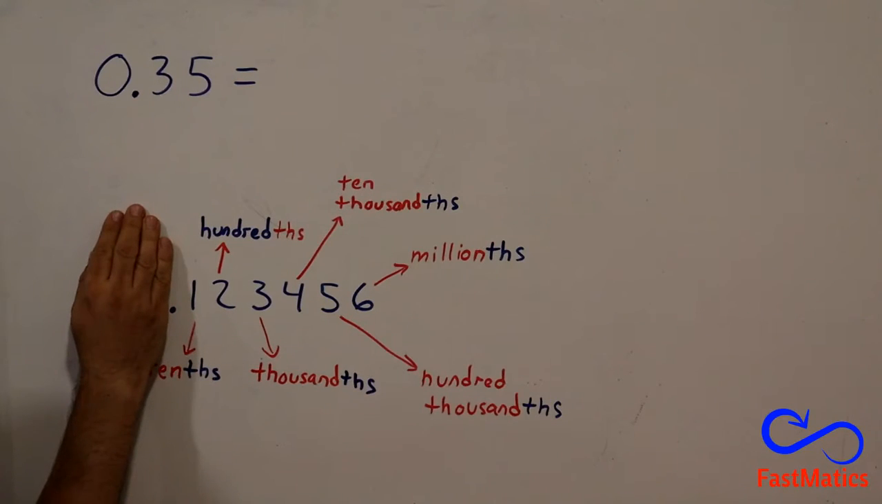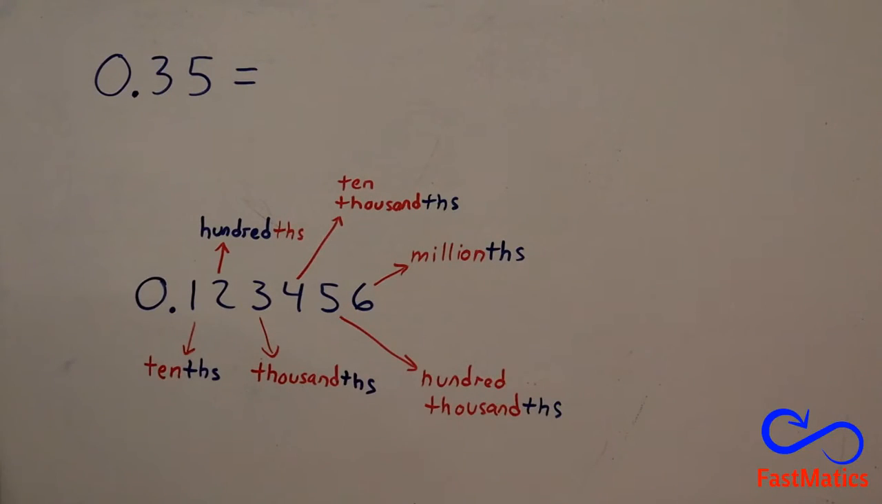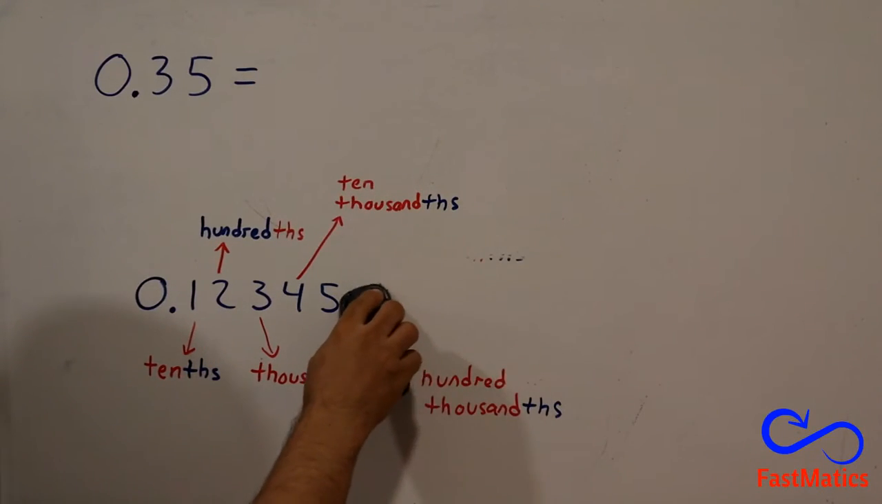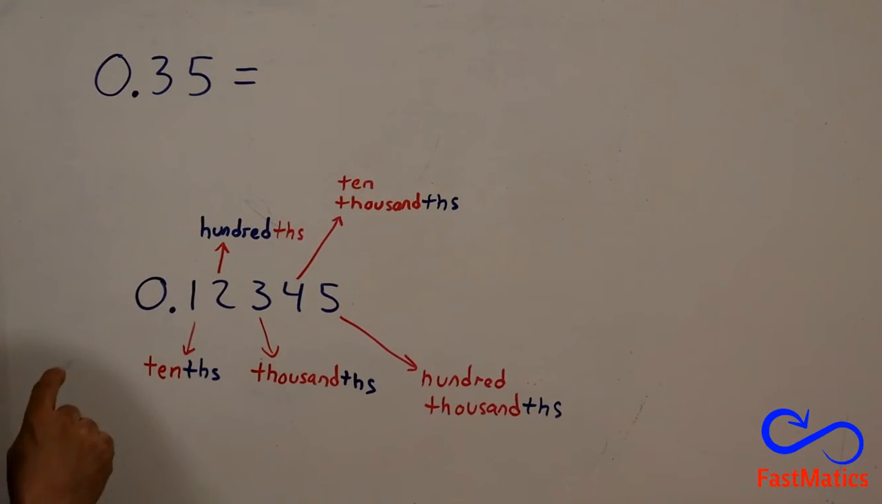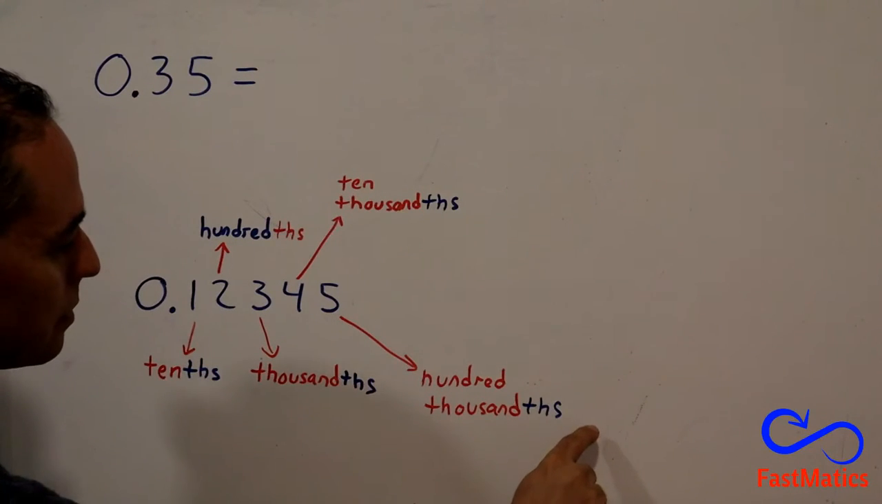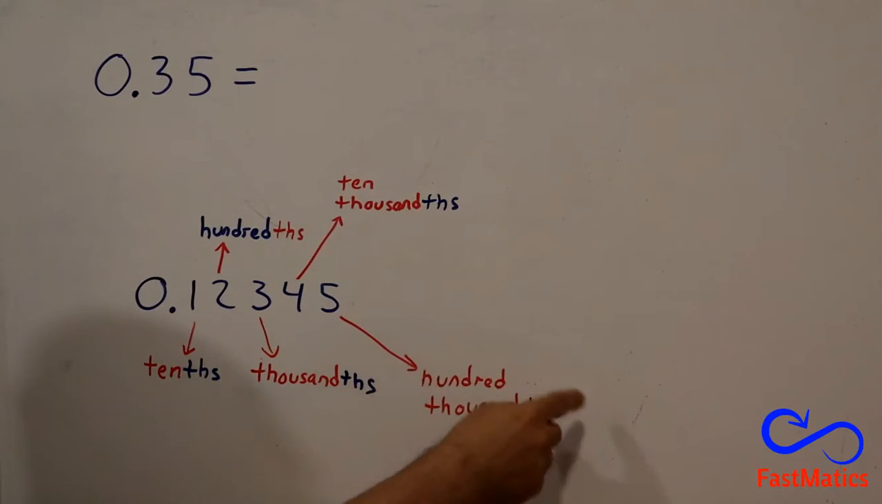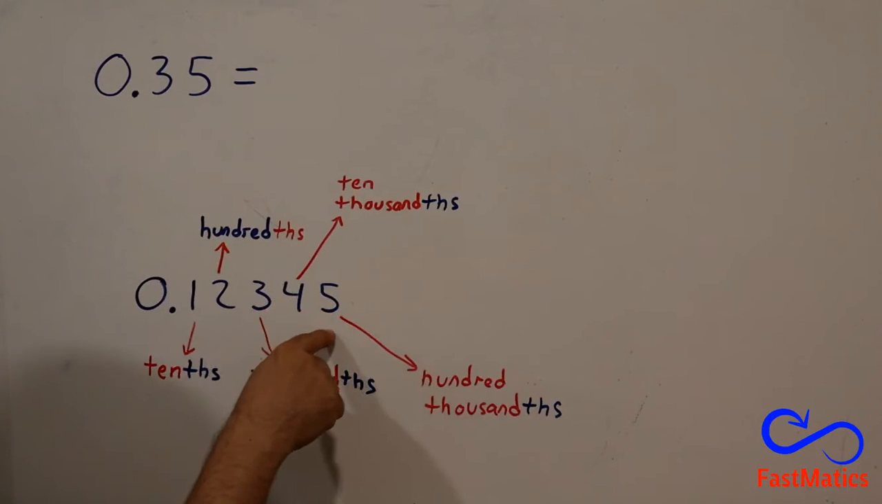And how do we read it normally? It is 123,456, and we say millionths. And that's it. But what happens if you don't have the 6? How about reading this number? We forget a little bit the decimal point, and we read 12,345 hundred thousandths. That's it. You only say the name of the place where the last number is.